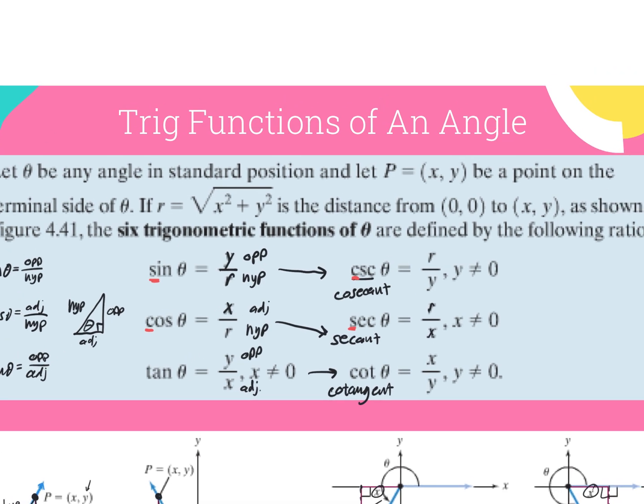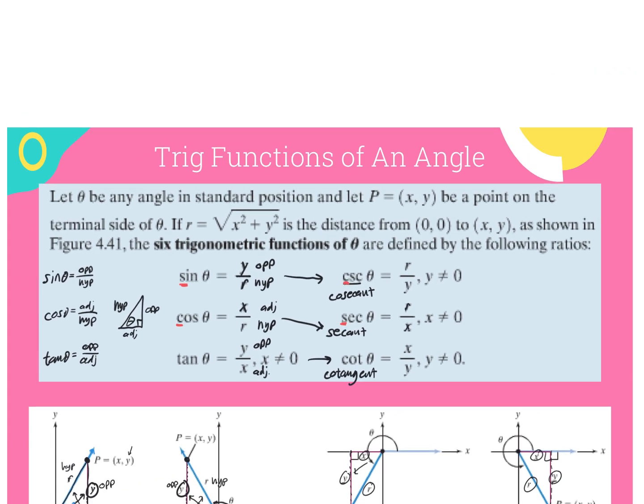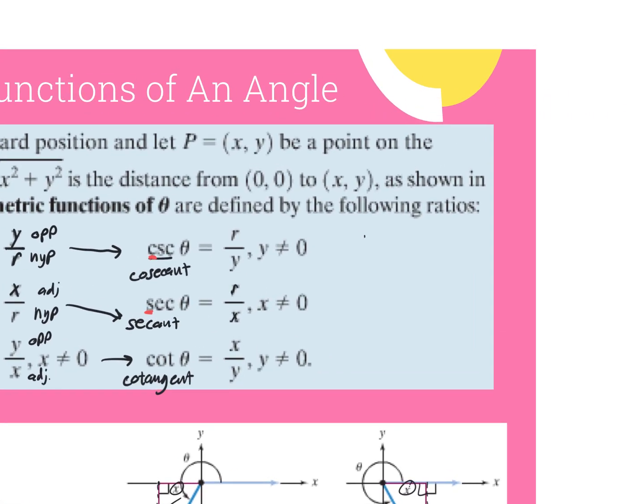What we also have above in words is that r is the distance from the origin to that point, and we can get that using the Pythagorean theorem. If you remember the Pythagorean theorem, it was a squared plus b squared equals c squared. In this particular instance, we're going to call it x squared plus y squared equals r squared, where x is a leg, y is also a leg, and r is the hypotenuse.